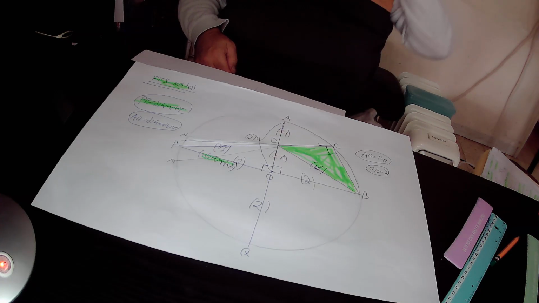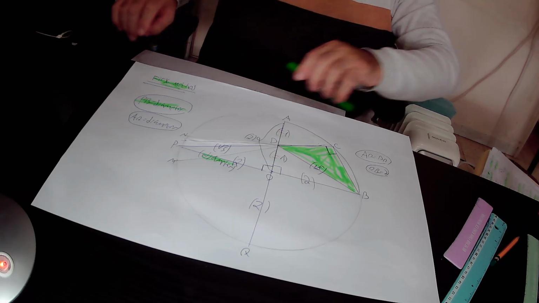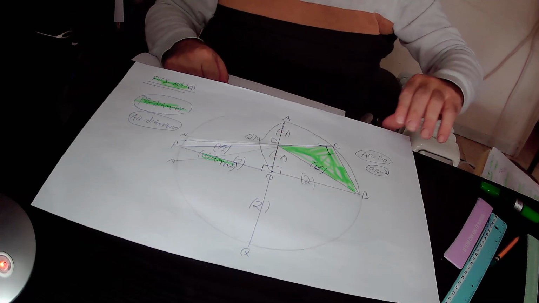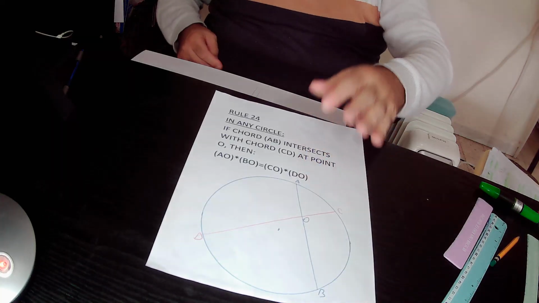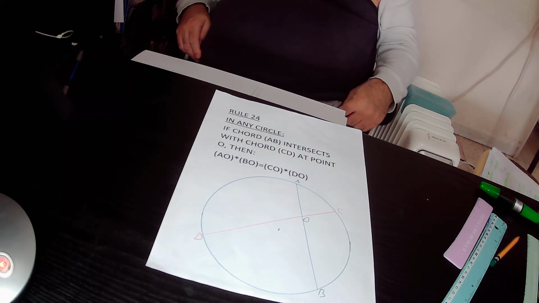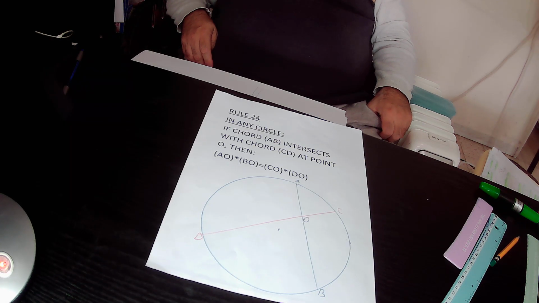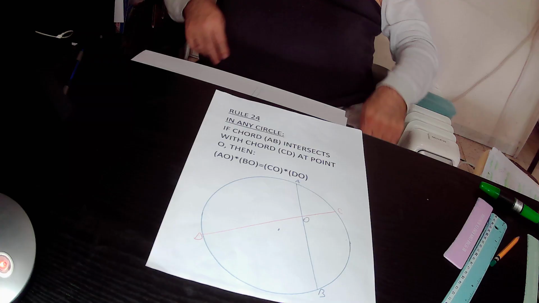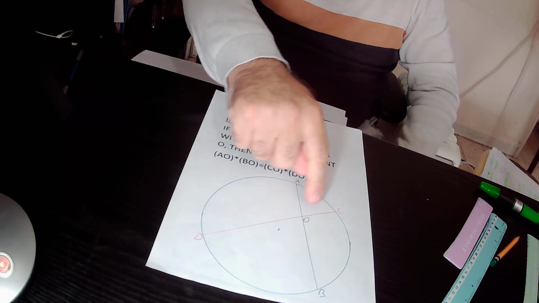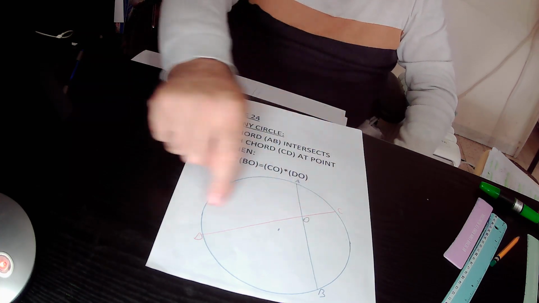So here we will implement Rule 24 in our drawing. So I put quickly on Rule 24. Rule 24 is true in any circle. In any circle, if chord AB intersects with chord CD at point O, then the following equation is true: AO times OB equals CO times OD. Again, AO times OB equals CO times OD.